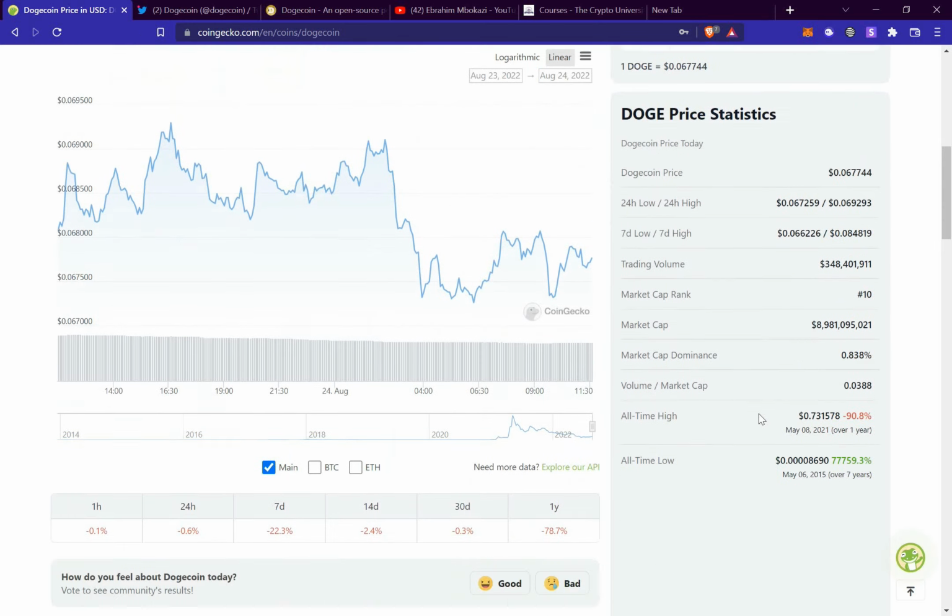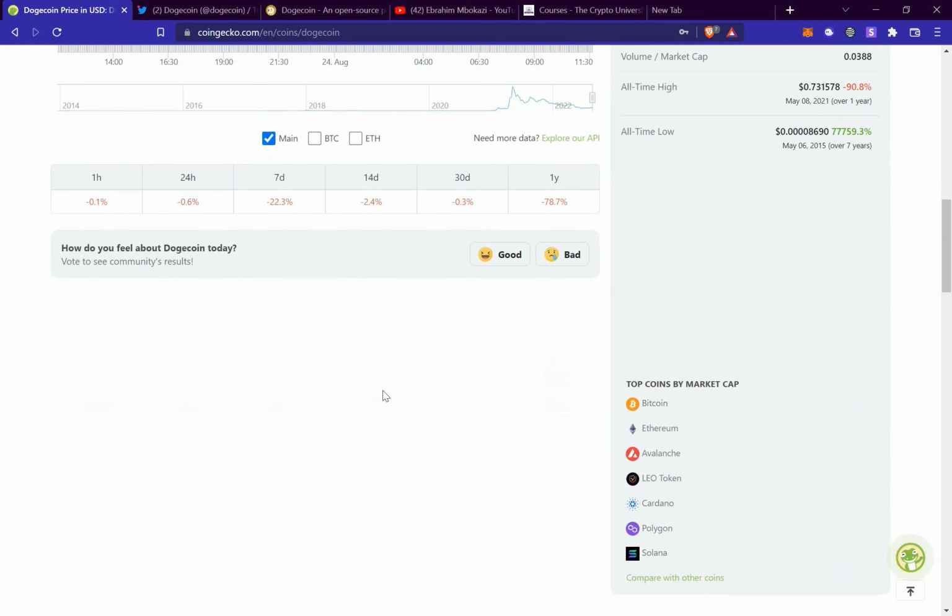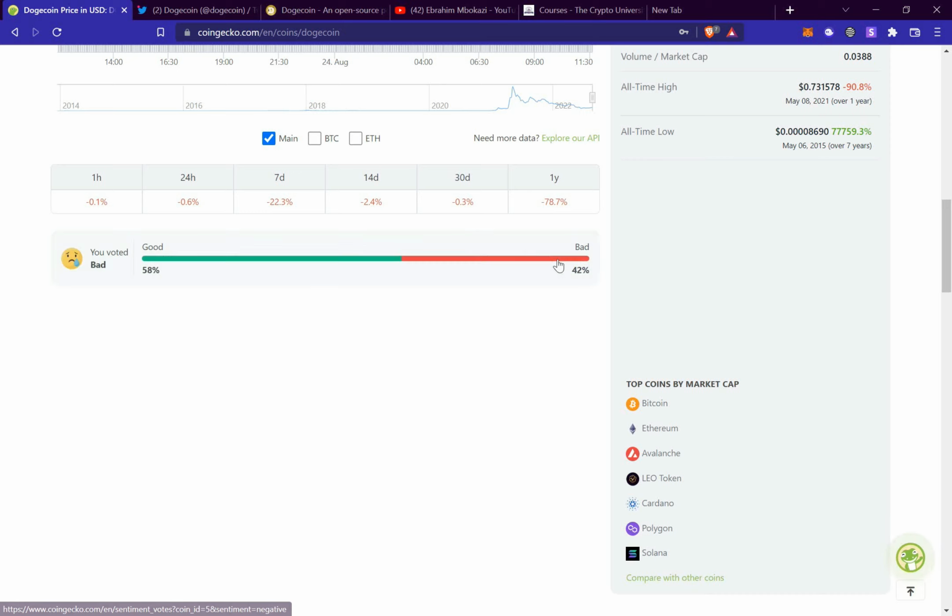Now we are going to get to some more exciting stuff. Let's just say you were hearing that Dogecoin is pumping and everybody is hyped up about it, so you want to come and see how other people are feeling about Doge. It could be good or it could be bad. I mostly just click anything just to get the sentiment of how people are feeling.